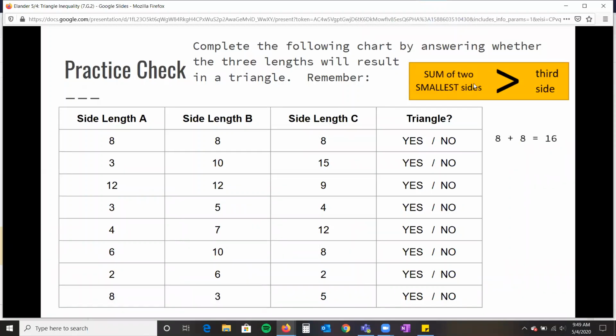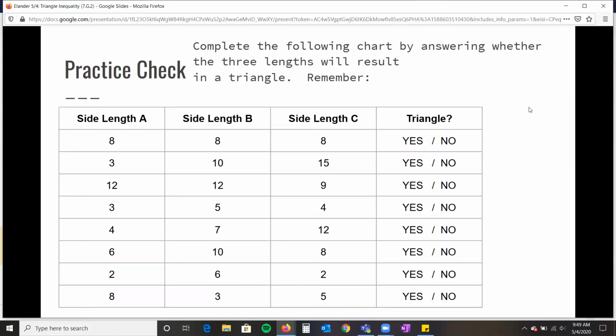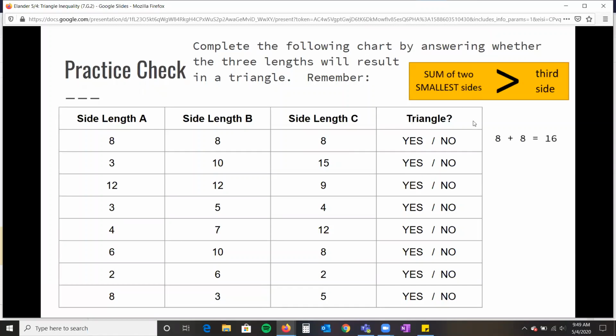Okay, so the sum of the two small sides has to be greater than the third side. So on this first one, 8, 8, and 8, first of all, we said that's kind of a special one, right? If all three sides are the same, it can be a triangle. It's called the equilateral triangle. So that one we already should know is going to be yes, but we can check. 8 and 8 would be the shortest sides, even though the third one's the same. 8 plus 8 is 16. Is 16 greater than 8? Yes. So it is a triangle.